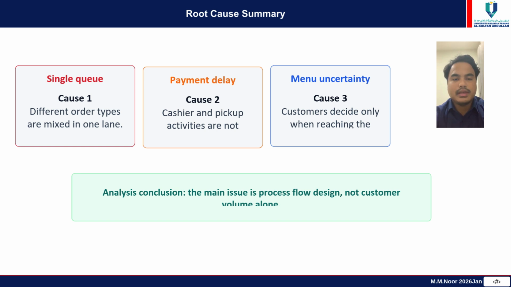Root cause summary. Based on the analysis, the 3 main root causes are single queue, payment delay, and manual uncertainty. This means the main cause is related to the process flow design. In other words, the cafeteria does not only need more speed, but it needs a better system to separate customer flow during peak hours.